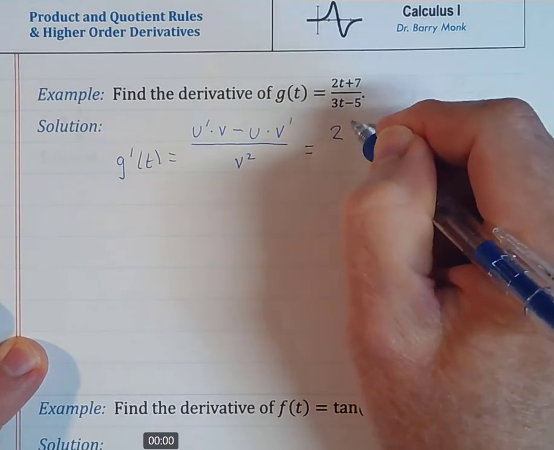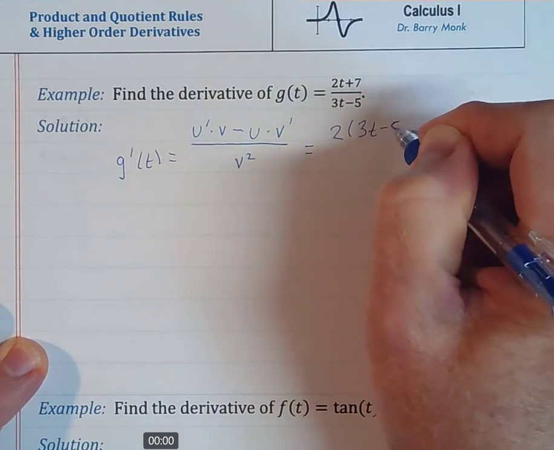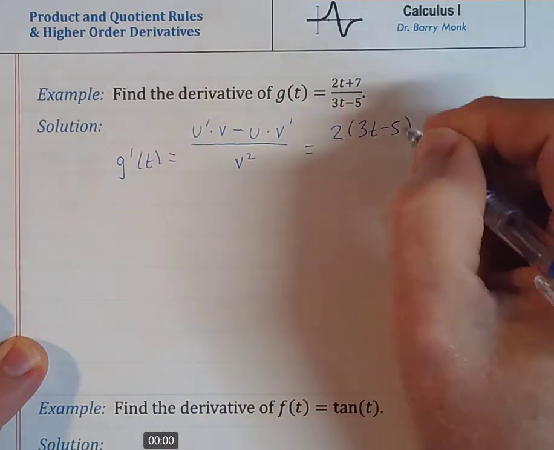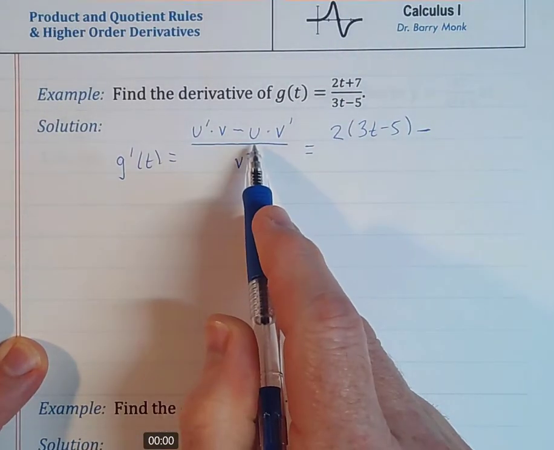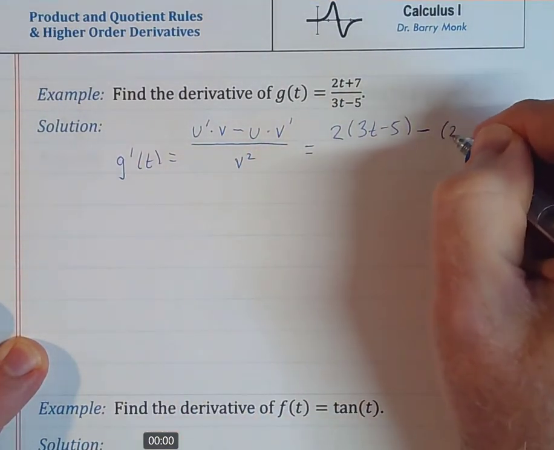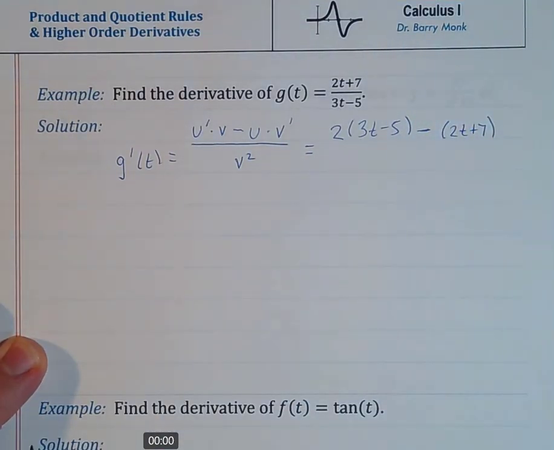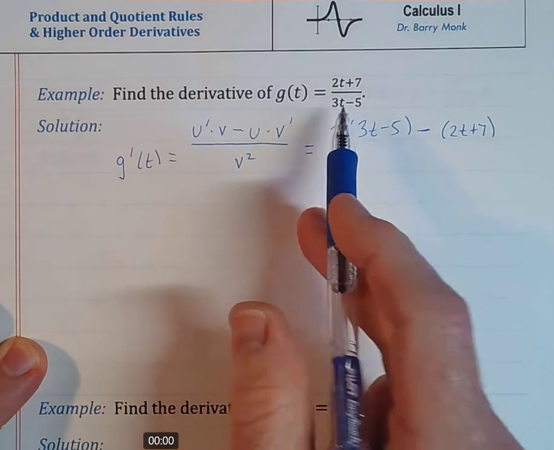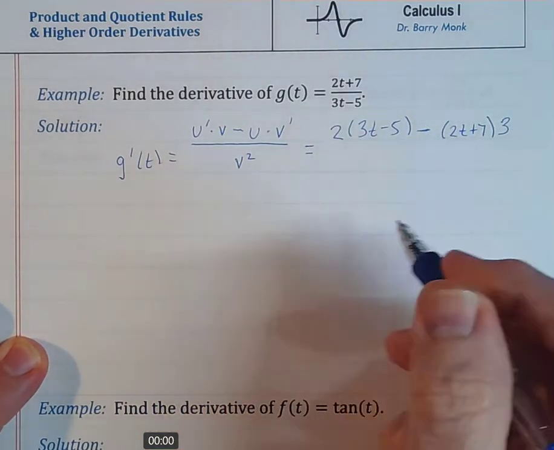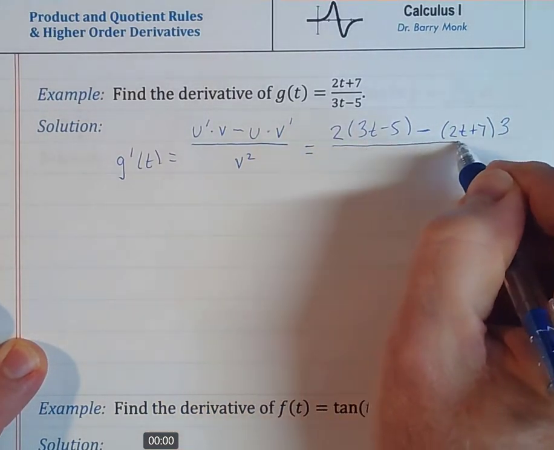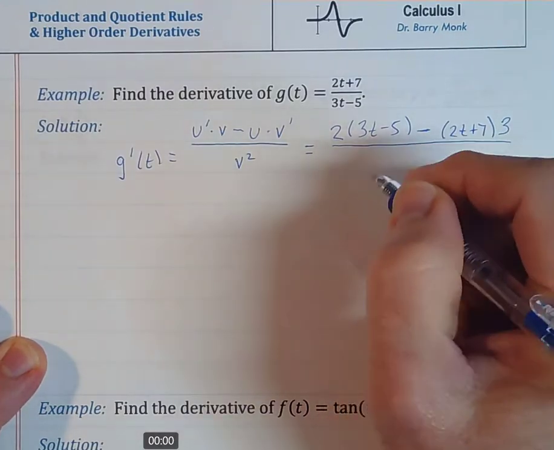And I multiply that by v, which is 3t minus 5, minus u, which is 2t plus 7, times v prime, so that would be the derivative of the bottom, which is going to be 3. And all that goes over the denominator squared.